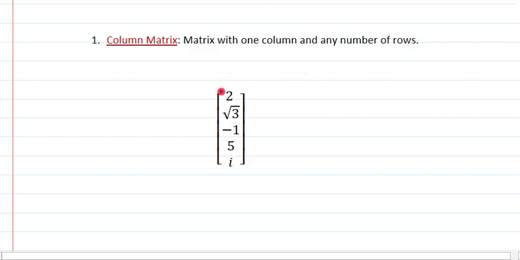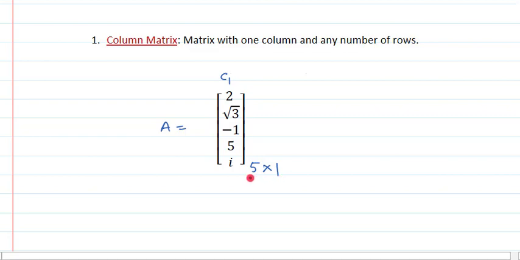Here I have written one matrix. Let me name it as A. Matrix A is having one column only and number of rows are 1, 2, 3, 4, 5. So means this matrix is of order 5 by 1, means 5 rows and 1 column.